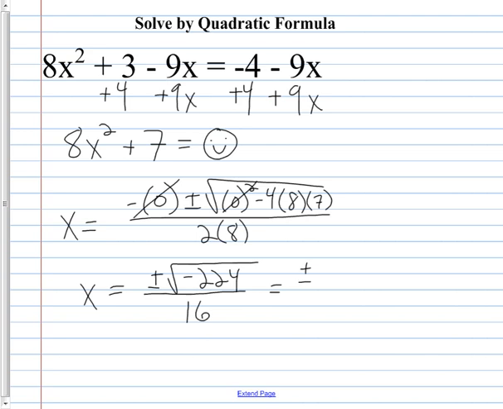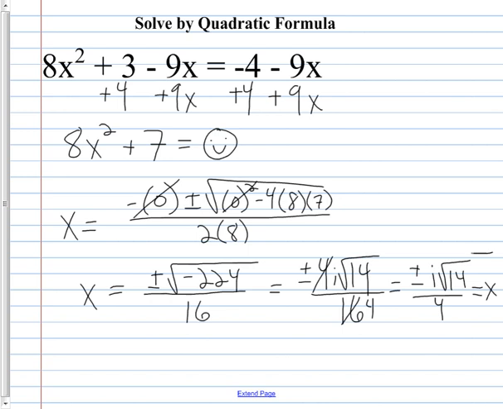Radical negative 224 is the same as 4i root 14. If you don't remember how to get that, go back and watch the video on simplifying radicals or simplifying imaginary numbers. That whole thing is still over 16. And last but not least, the 4 and the 16 each divide by 4. So we have plus or minus i root 14 over 4. That is x.